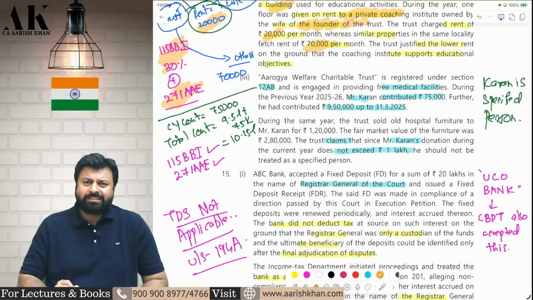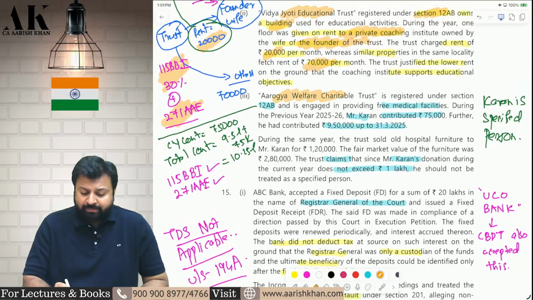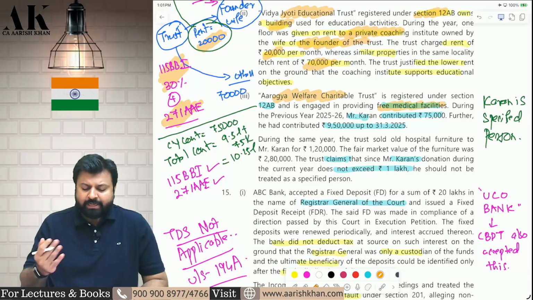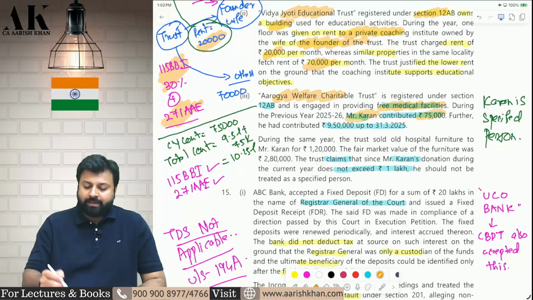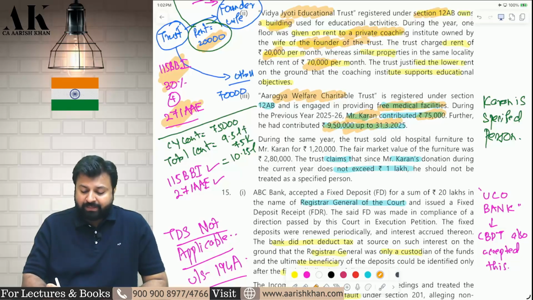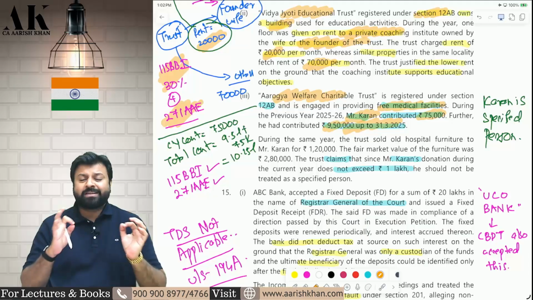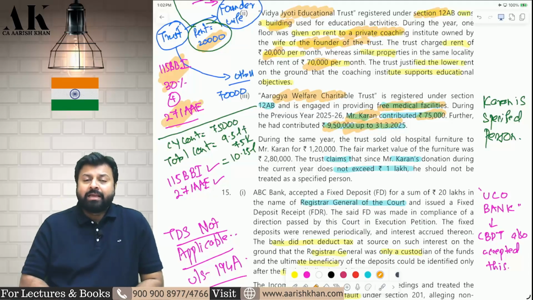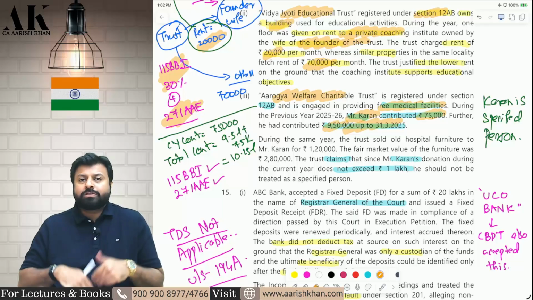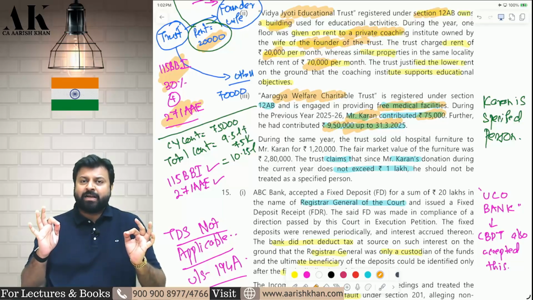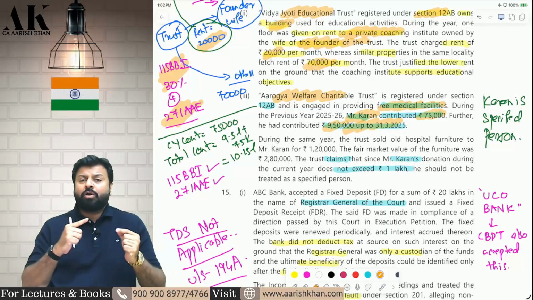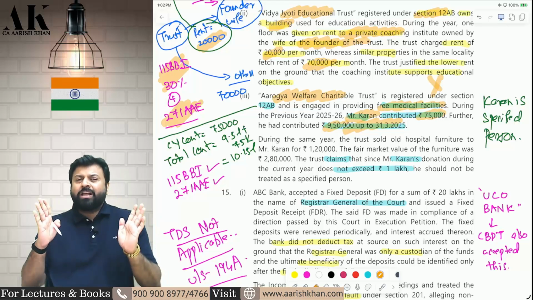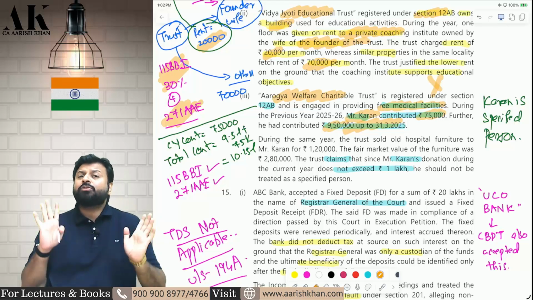Similarly, the next trust is also doing something similar. There is an Arogya Welfare Charitable Trust, which is providing free medical facilities to poor people. Now, in this case, there is one person by the name of Mr. Karan who has contributed 75,000 rupees to the trust in the current year, and till last year he has contributed 9,50,000 rupees. So, is Mr. Karan a specified person? The answer is yes. There is an amendment in the definition of specified person, if you remember. Who is a specified person as per the amended definition as per Finance Act 2025? If a person is contributing more than 1 lakh rupees in a financial year, he is a specified person. No, Mr. Karan is only contributing 75,000. Therefore, because of this reason, he is not a specified person.